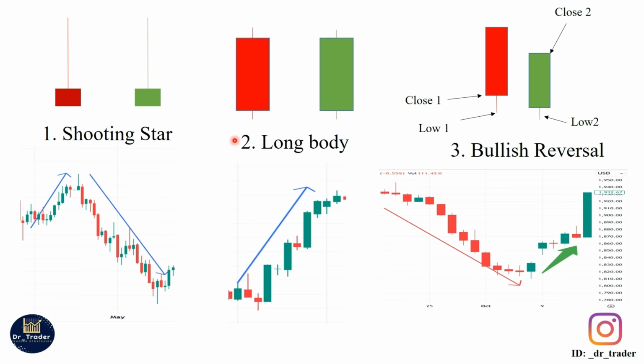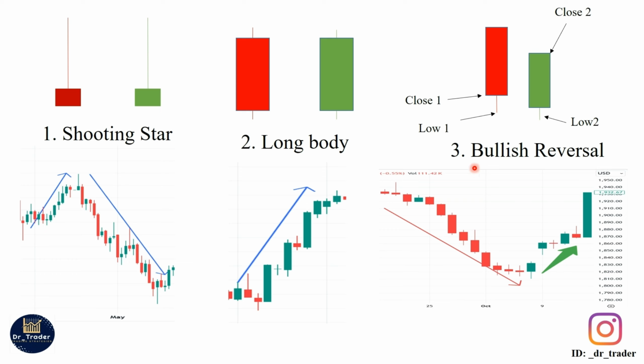And also the color of body is not so important, but the red one is stronger than the green one. And another candlestick pattern is long body, and long body candlesticks are the bodies that are so taller and bigger than the upper shadow and lower shadow. And also long body candlesticks are a strong signal in the market. For example, in the uptrend, when we see another long body candlestick, it means that the market gonna keep its trend.